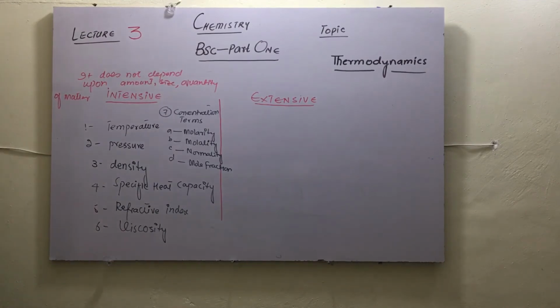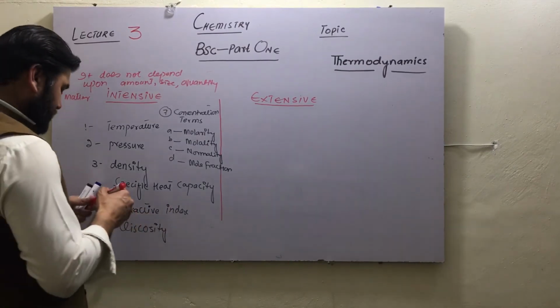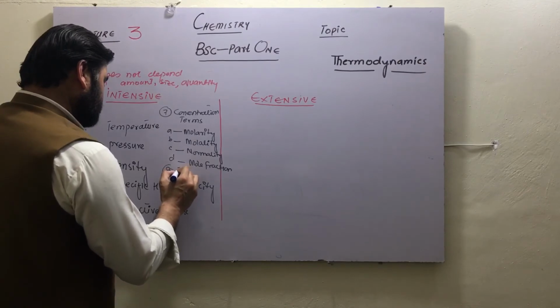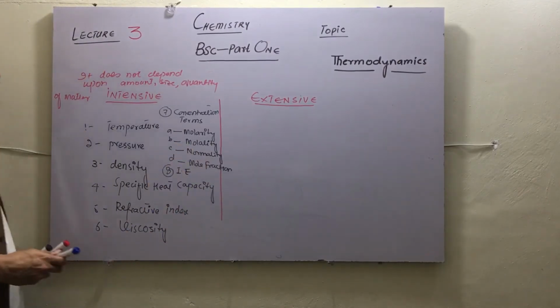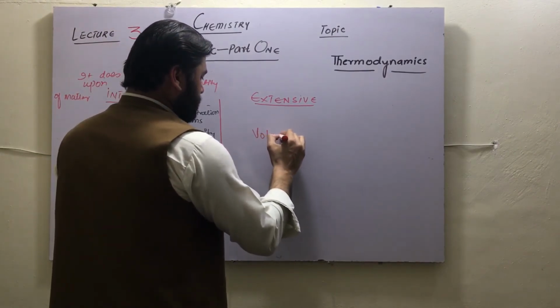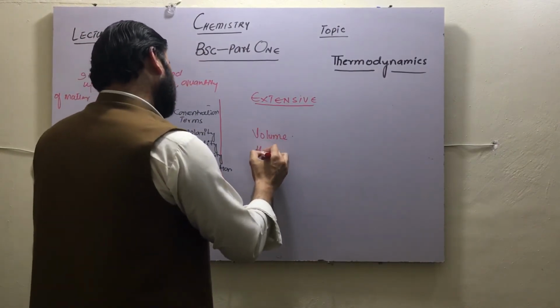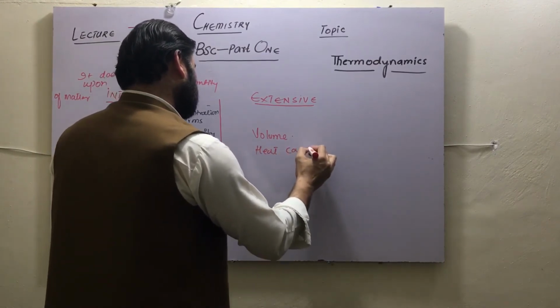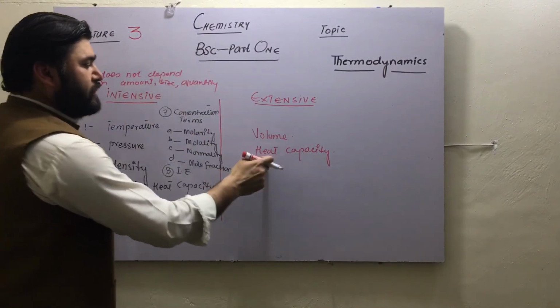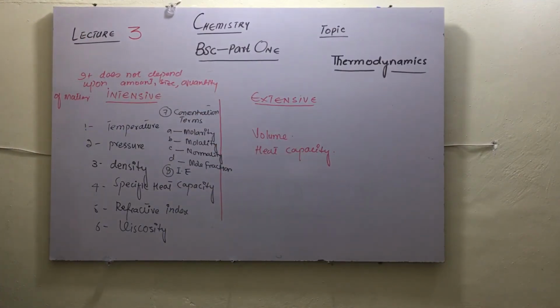Okay, and suppose there is one more property also. Ionization energy, let me write 8. Ionization energy is also an intensive property. What are the extensive properties? Extensive properties are totally opposite of those, like volume and heat capacity. Specific heat capacity is intensive, but only heat capacity is an extensive property.